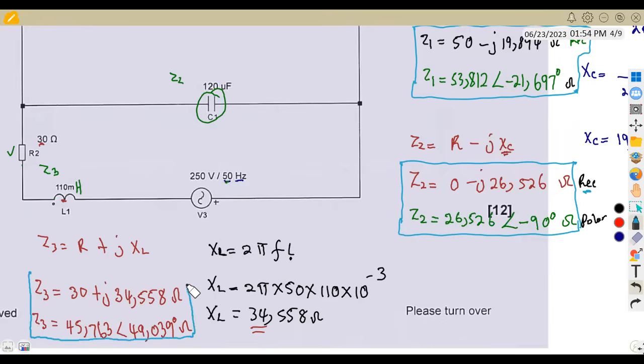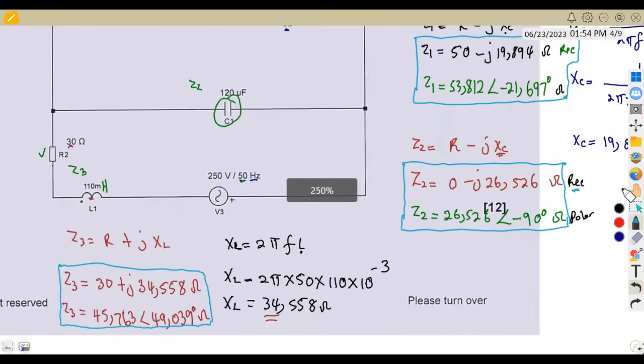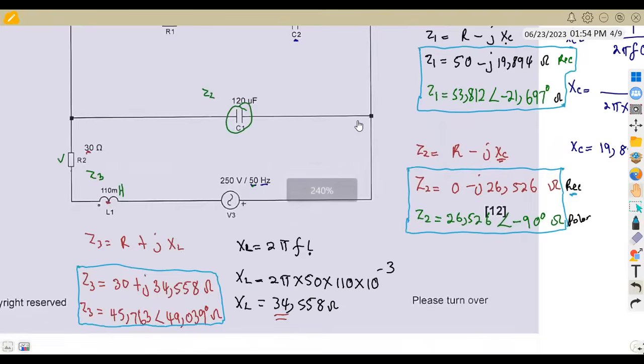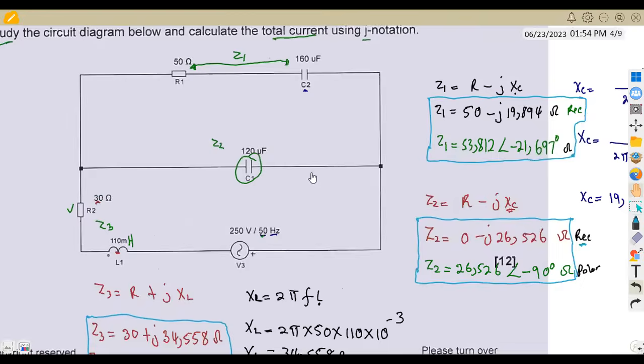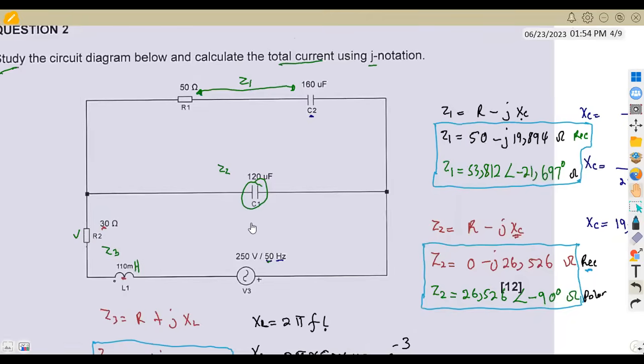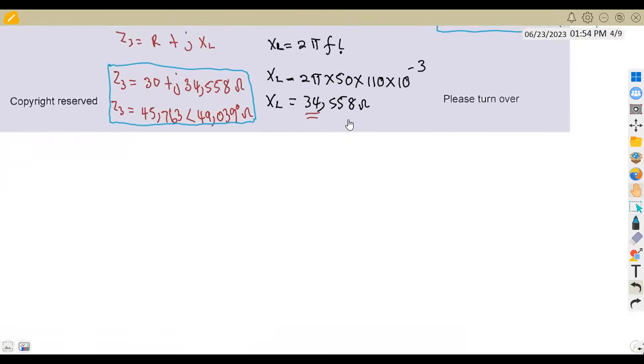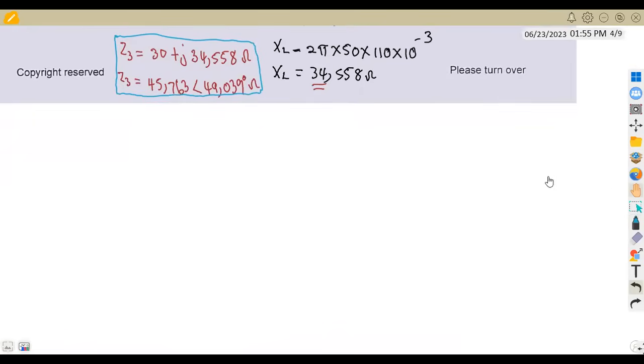So like I said, you do not know what is going to happen later on. Just have both formats, just for the sake of calculations later on. So let us see what we are going to have. Remember, our question is to calculate the total current. So we have the impedances first, Z1, Z2, Z3. So let me redraw this diagram so that you properly see what we are going to do here.